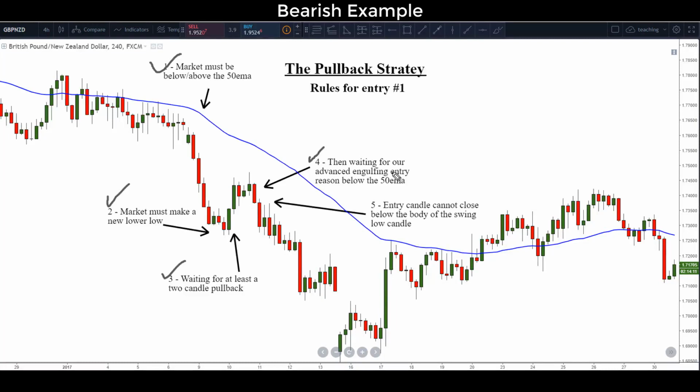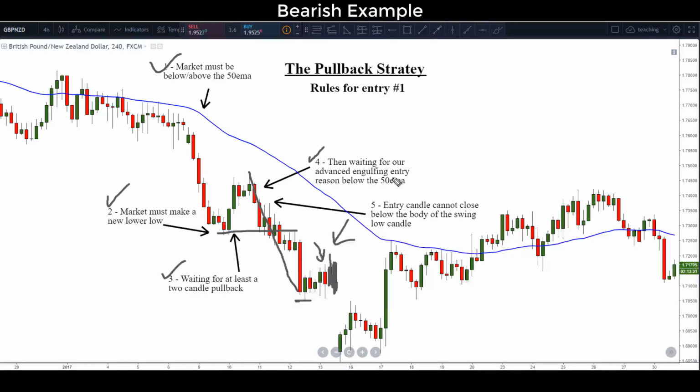Rule number 4, do we get an advanced entry reason below our 50 EMA? If we just don't pay attention to that or that, let's see if you can spot that advanced entry. Remember, if we have a swing high that ends up being an engulfing candle, then that is one of our advanced entry techniques. And here we do. We have 1, 2, 3 met, meaning the market's below the 50. The market is creating new lower lows with this impulsive move down, breaking into trend continuation to the downside. We waited on more than a 2 candle pullback. We have 3 green candles pulling back from our swing low here.